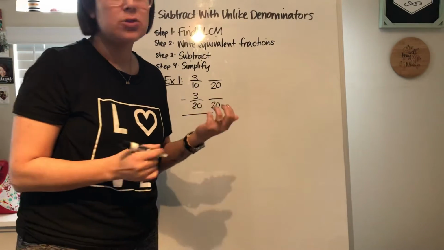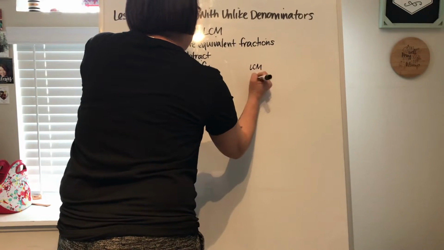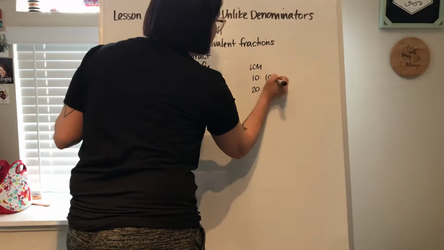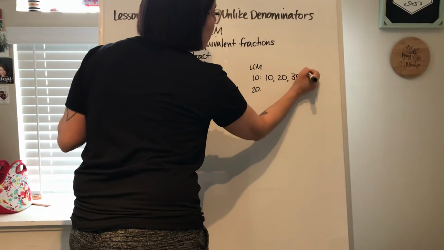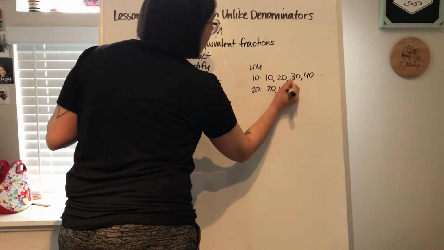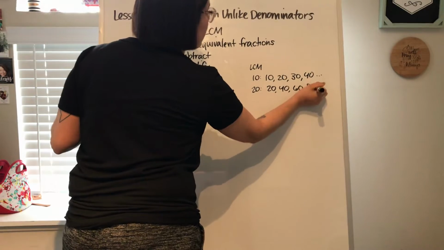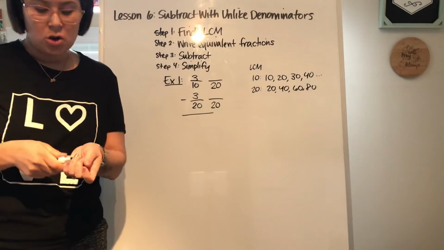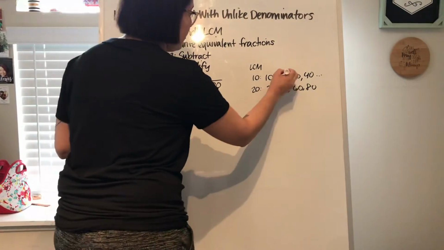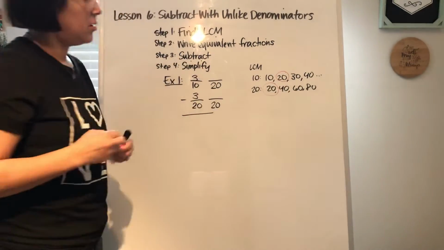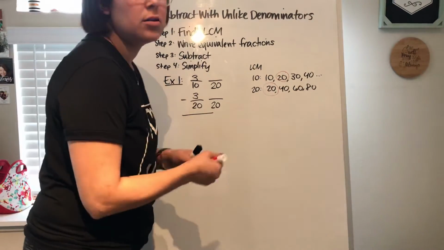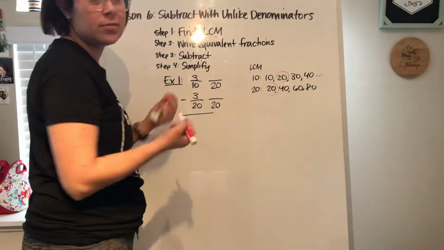Okay? Just in case, let's write it down. Okay? List out my 10s. 10, 20, 30, 40. Keep going. Okay, my 20s. 20, 40, 60, 80. All right, so what's the first thing that matched? 20. All right, so I just found my new denominator, which was 20. I already got it, 20.